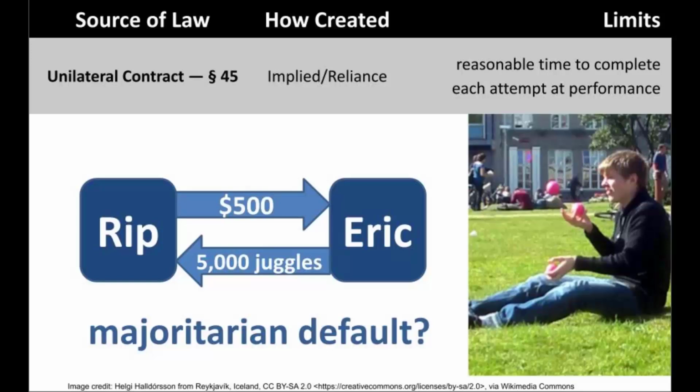As you've read, Restatement Section 45 addresses this problem. The ordinary right to revoke an offer of a unilateral contract continues only until the offeree begins performance. Thus, once Eric starts juggling, my offer is enforceable as an option contract. Like Amy, he's not obligated to complete the deal. But if he successfully gets to 5,000 juggles, then he can enforce my promise to pay $500. I can't revoke while he's attempting to perform.